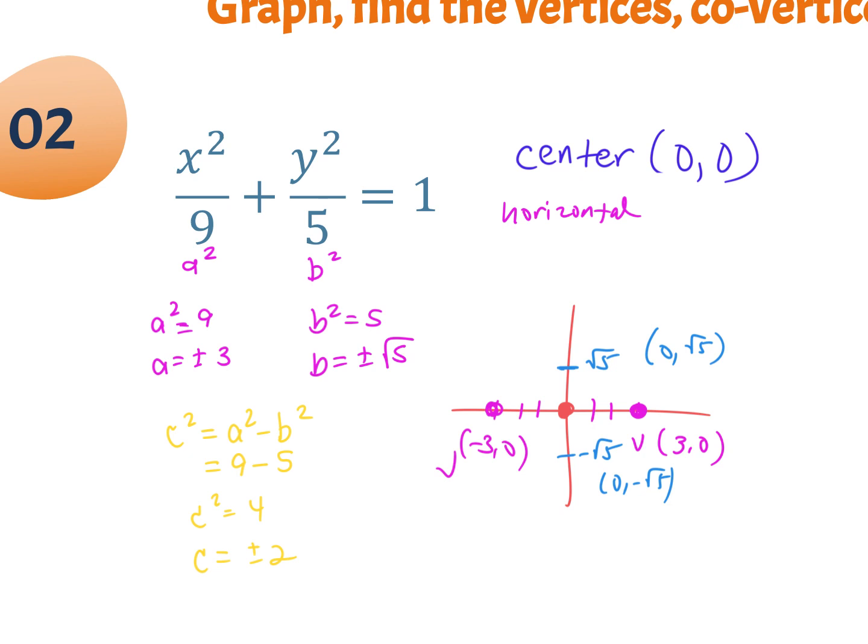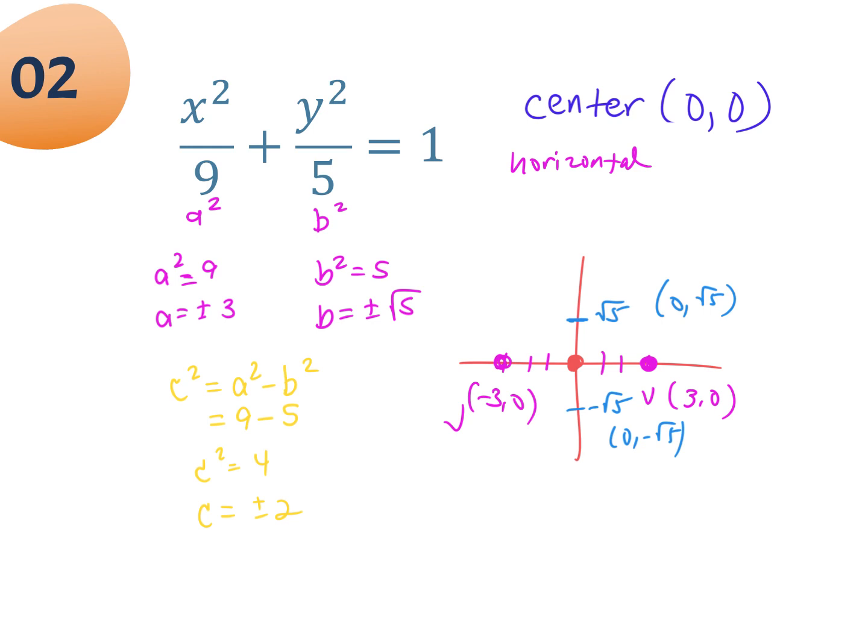And then where are my foci? Are they on the major axis or the minor one? They're on the major. So what color am I going to do? So from the center, how far do I go left and right? So I have a focus here, and I have a focus here. And those points would be at negative 2, 0, and positive 2, 0. You guys agree? And then when you draw your ellipse, it goes something like this.